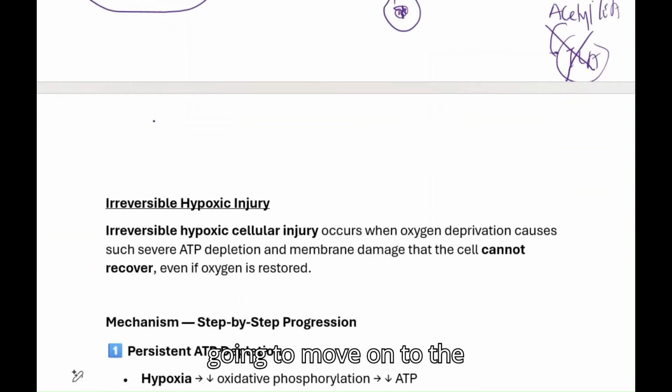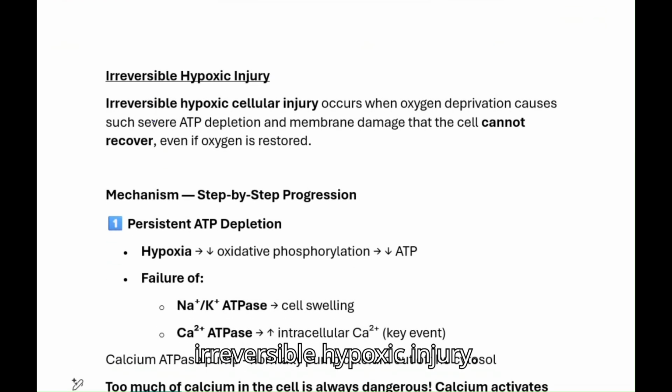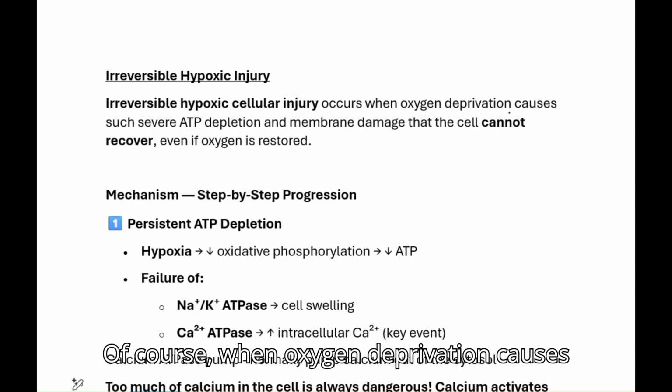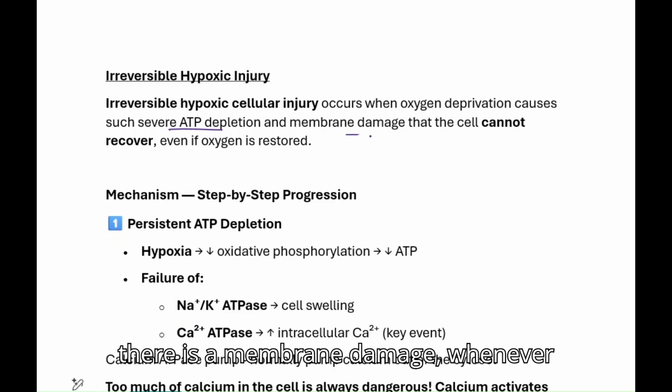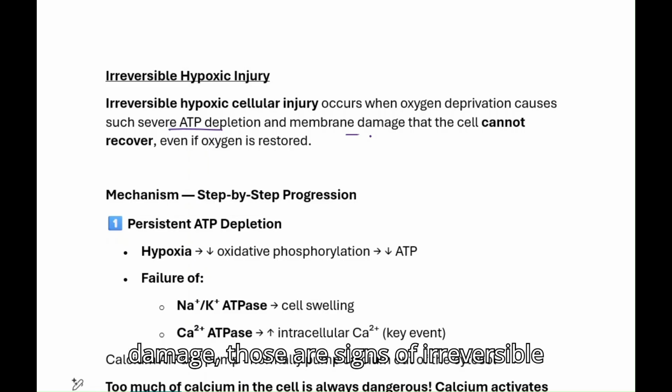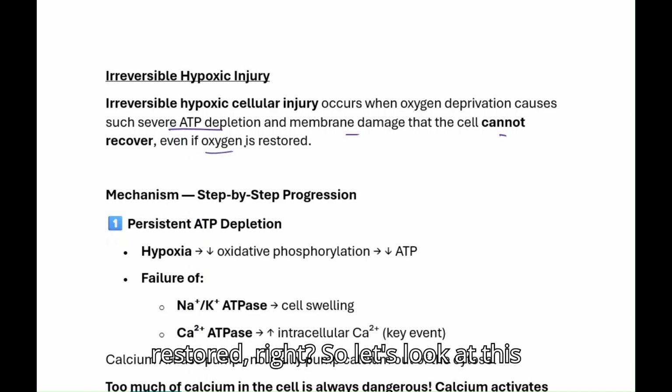So now we're going to move on to irreversible hypoxic injury. Irreversible hypoxic injury occurs when oxygen deprivation causes severe ATP depletion, and then now there's membrane damage. Whenever you see cell membrane permeability damage, those are signs of irreversible hypoxic cellular injury. And the cell cannot recover even if oxygen is restored, right? So let's look at this step.